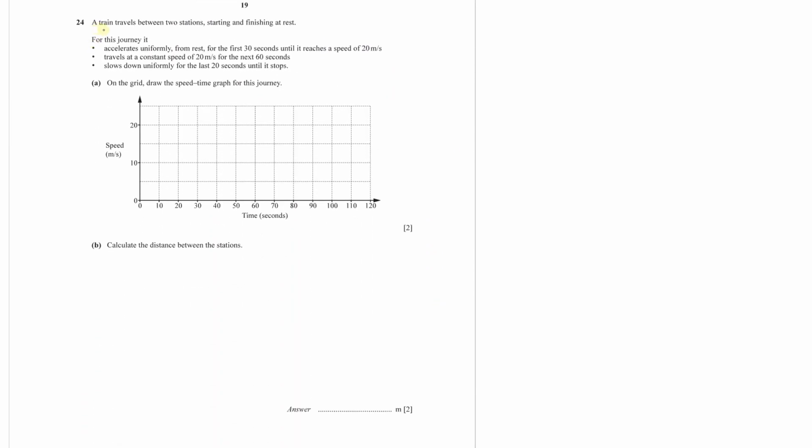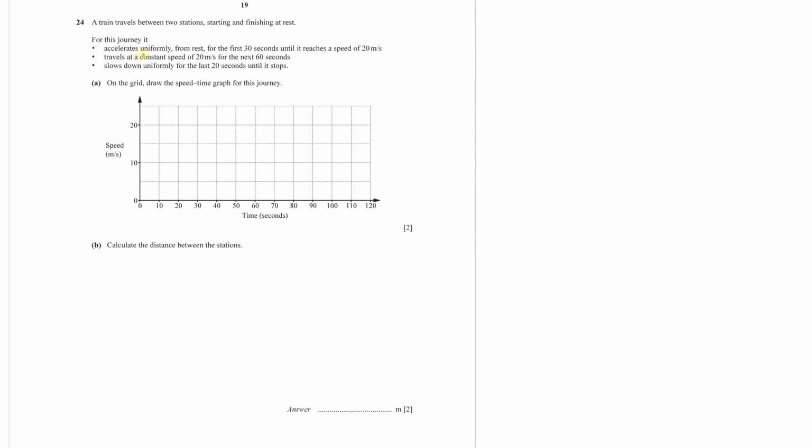So question number 24 is a train travels between two stations, starting and finishing at rest. You're given some information about the journey. On the grid below, draw the speed time graph for this journey. So let's look at this information.